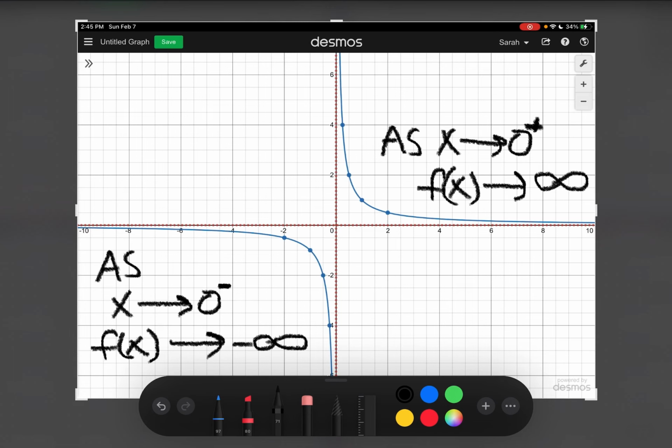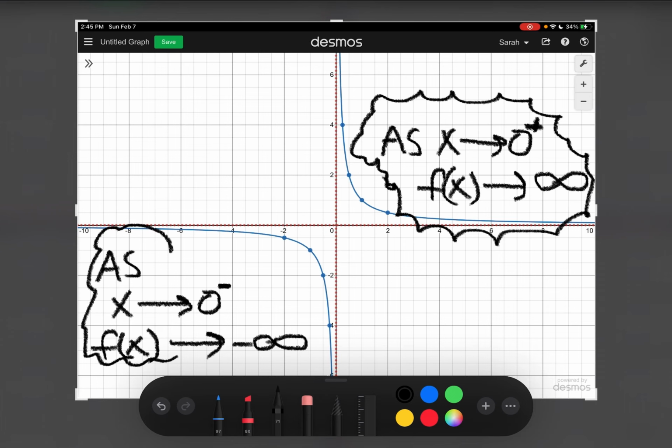We approached positive infinity. And so that's what this notation means here. You would read this as x approaches 0 from the right. That's how you would say this. You would say as x approaches 0 from the right, f of x approaches positive infinity. And as x approaches 0 from the left, f of x approaches negative infinity.